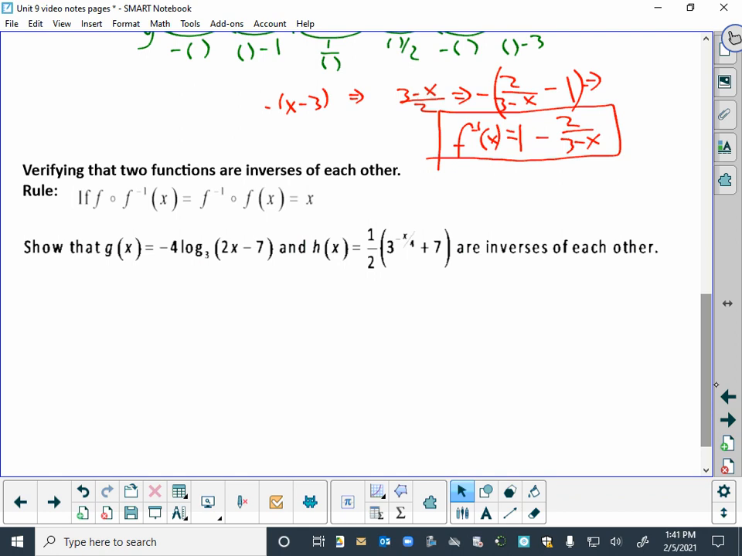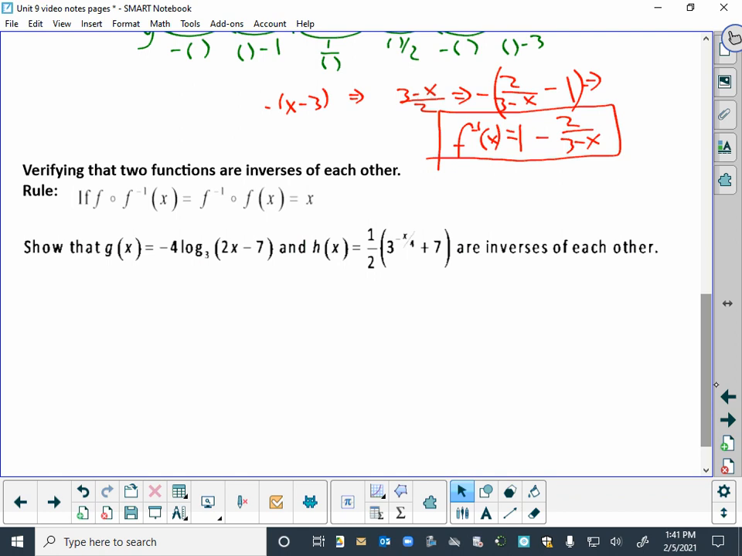But the formal way of checking that two functions are inverses of each other is we compose them together. So f composed with f inverse of x, which should give us the same thing as f inverse composed with f of x. If we do either of those and end up with just x at the end, which means what we started with is what we end with, then that is a verification that those things are inverses of each other.